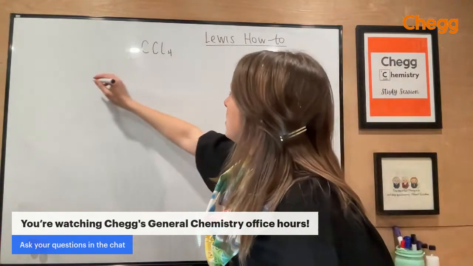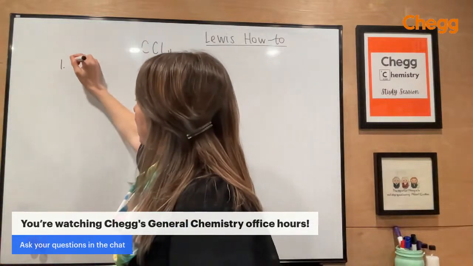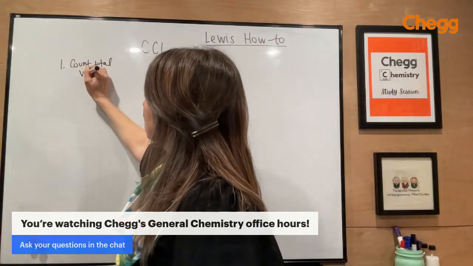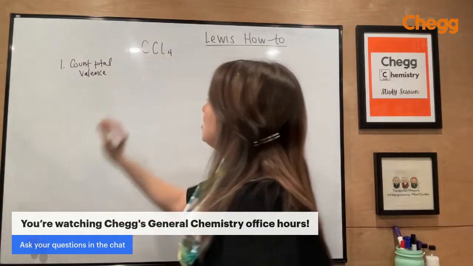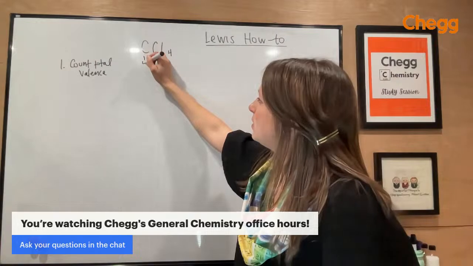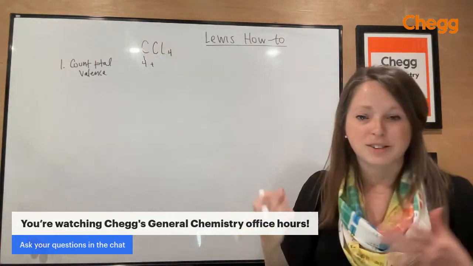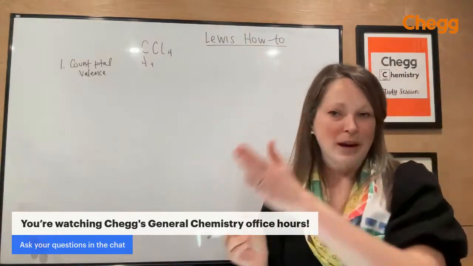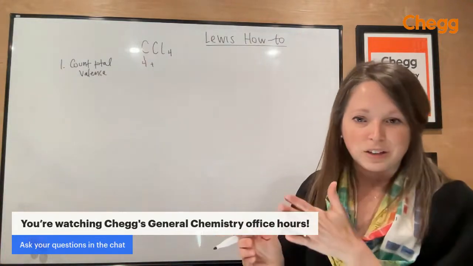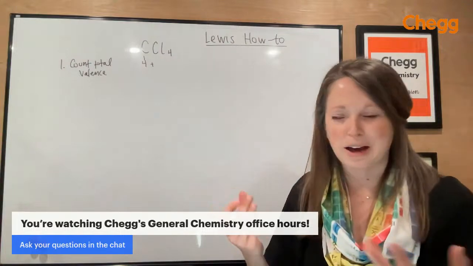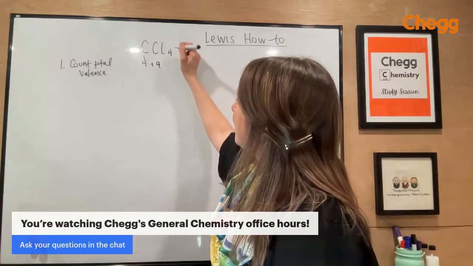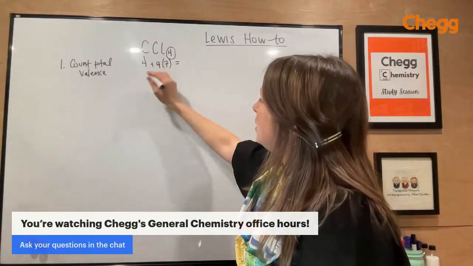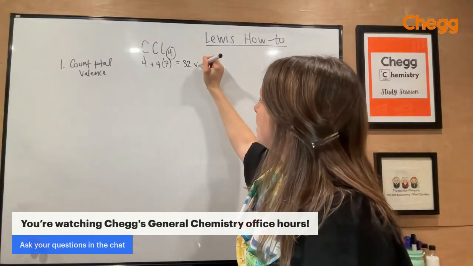So in this case, I'll write out the steps over here. So 1, count total valence. All right, so carbon has 4. Each atom of chlorine has 7. It's just based on its location on the periodic table. As you move left to right across the periodic table, you're adding valence electrons until you get to noble gases where you have 8. So I have 4 atoms of chlorine in this compound. So 4 times 7 is 28, plus 4 gives me 32 valence electrons.